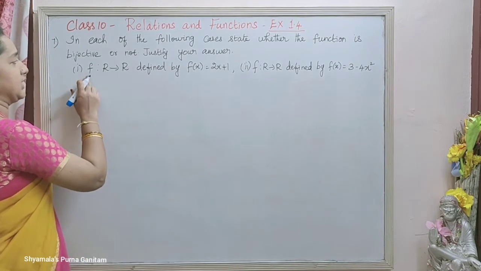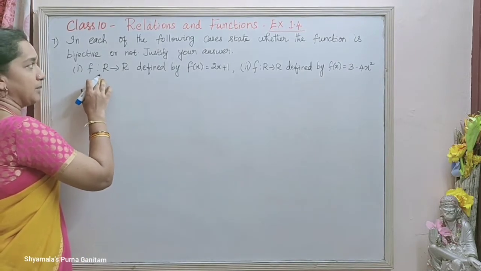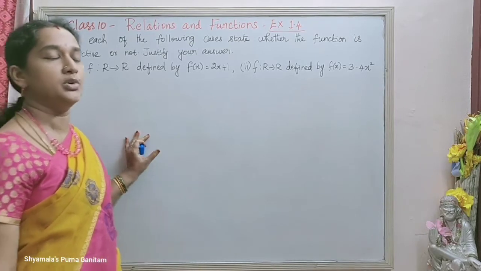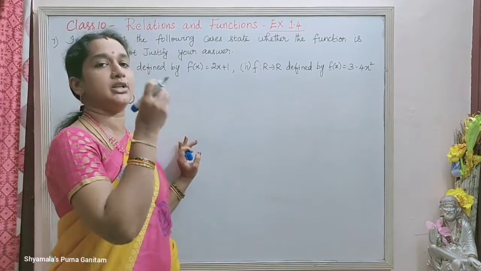Here it is given f from R to R, where R is the real numbers. So it is from the set of all real numbers to the set of all real numbers.